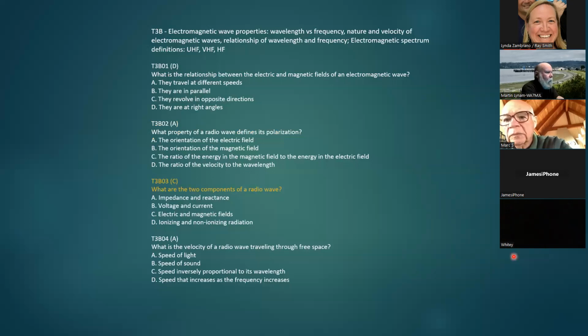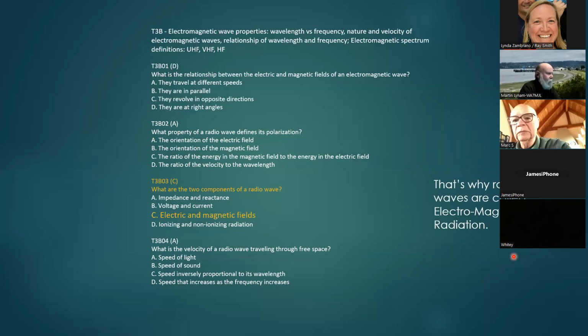B03. Again, what are the two components of a radio wave? As you just saw in the graphic, you have electric and magnetic fields at right angles to each other. That's why it's called electromagnetic radiation.